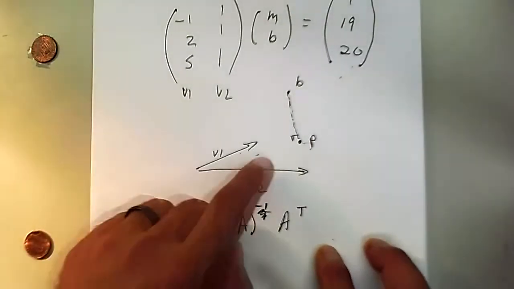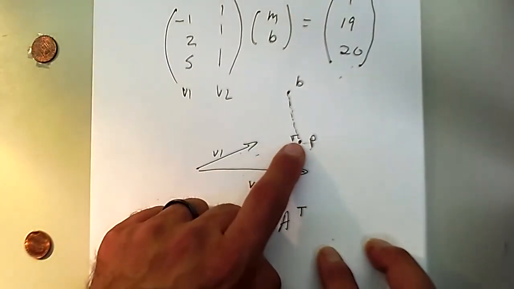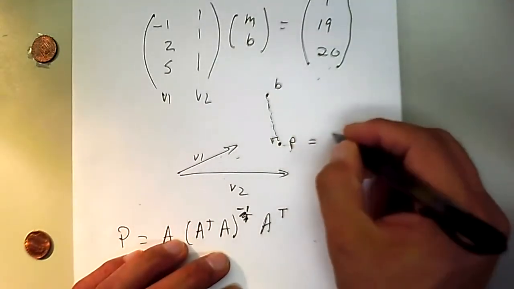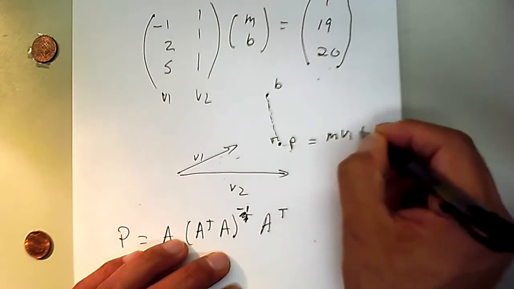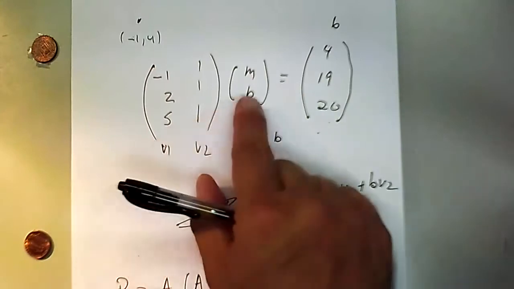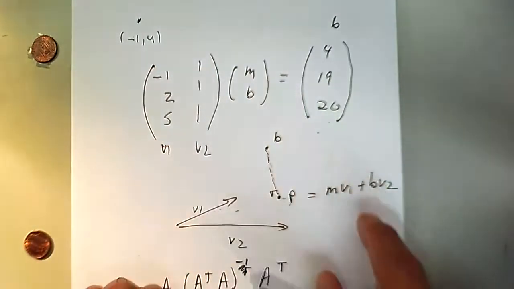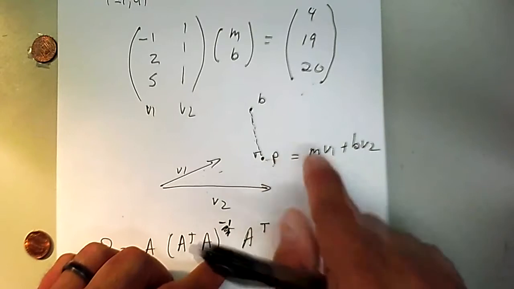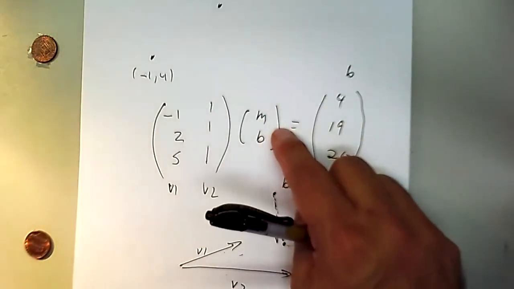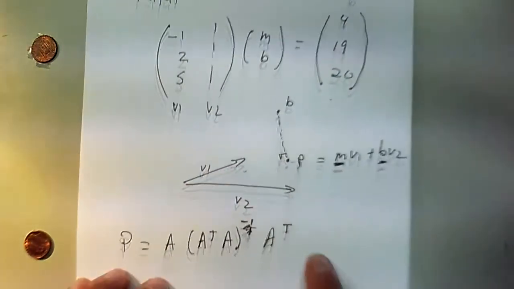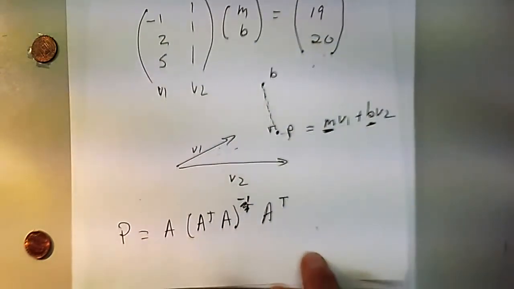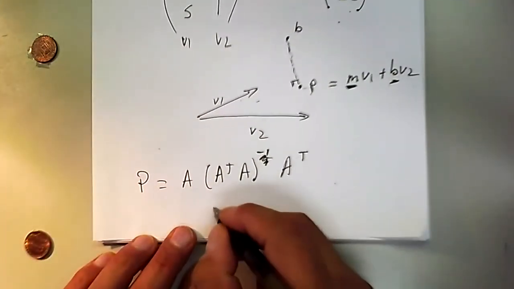So the projection is the three-dimensional vector P. We don't want that. P is really MV1 plus BV2 in this case. So M of that and B of that. But we don't want the vector. We want M and B. We're after those two numbers. So that means we don't have to do the last A. The equation we really want to solve is this.